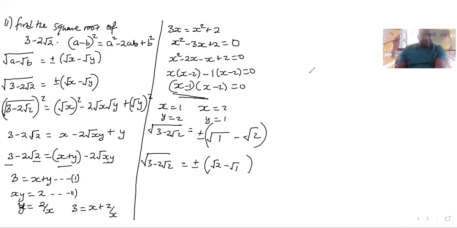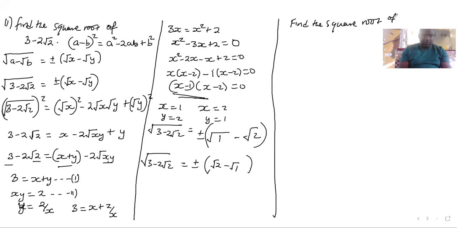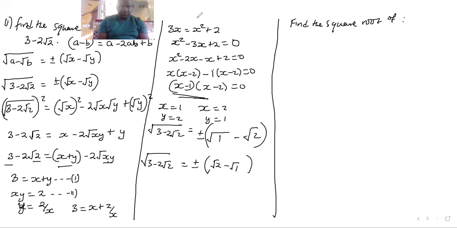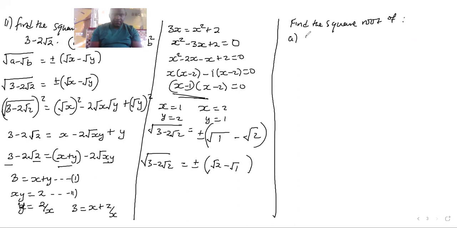So those are our answers. The following are going to be your assignments. Actually, you try them now. Find the square root of: 1a, 7 plus 4 root 3; b, 4 plus 6 root 3; c, 14 minus 6 root 5; d, 16 minus 4 root 3.